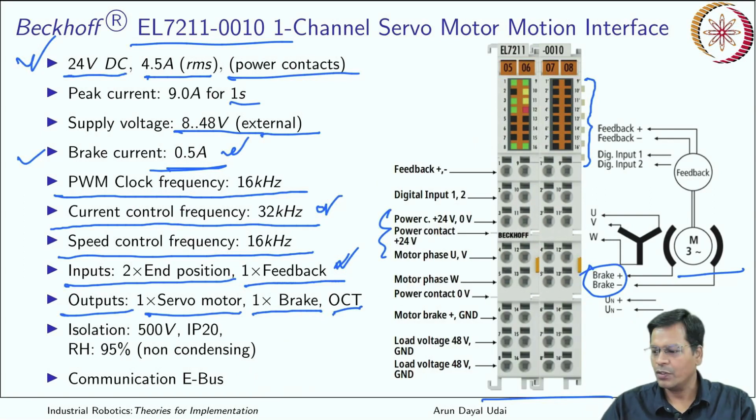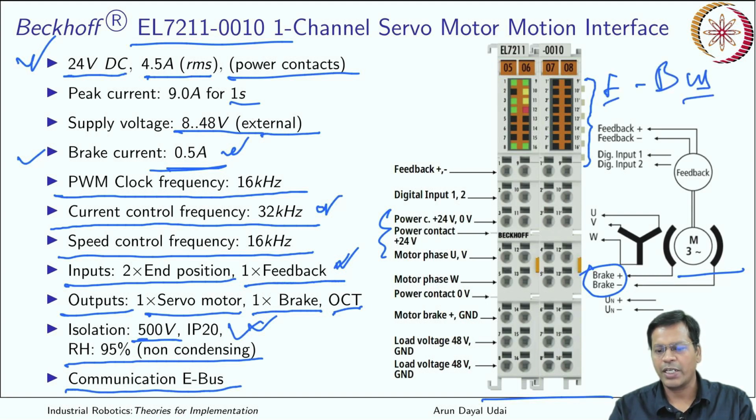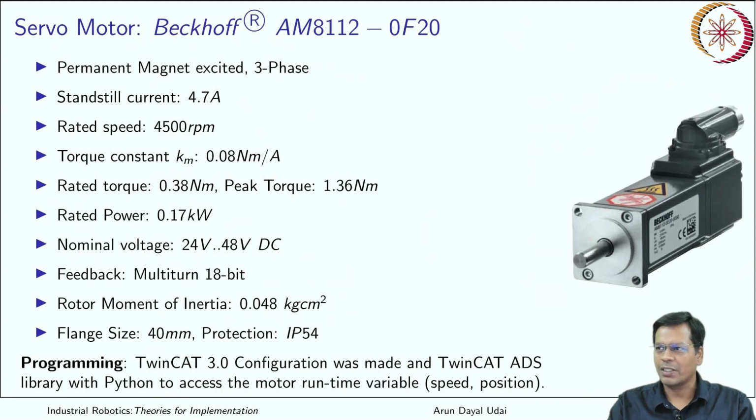So yes, this is your thing. And then isolation, definitely it is an industrial motor, so isolation is something around 500 volt, IP20 class, ingress protection, and relative humidity, non-condensing, is something around 95% it can handle. And communication it uses E-bus. That can change all the runtime variables that are accessible to the TwinCAT system that I commonly use to demonstrate all these I have shown so far. So yes, this is the motor which I am going to use today.